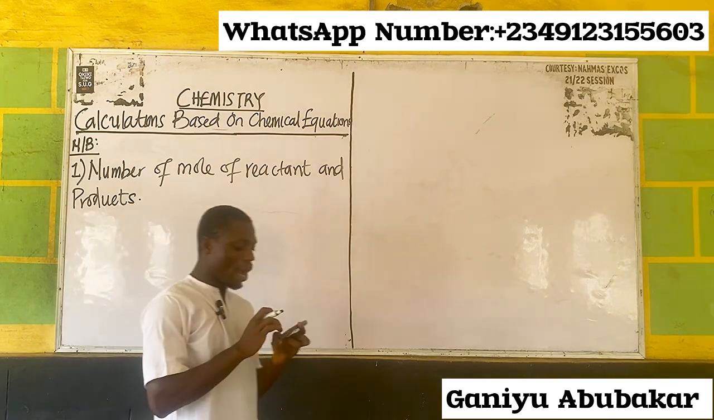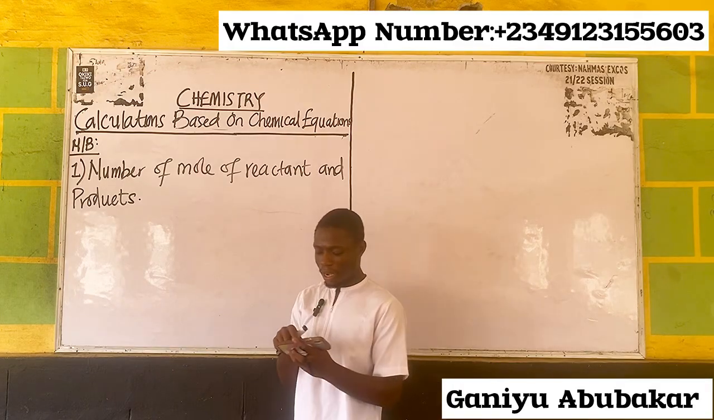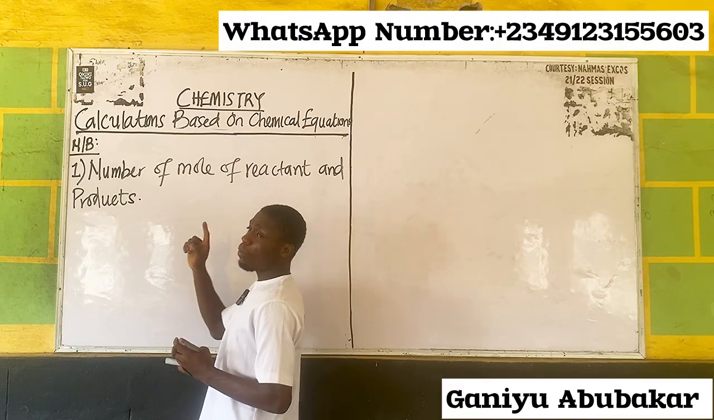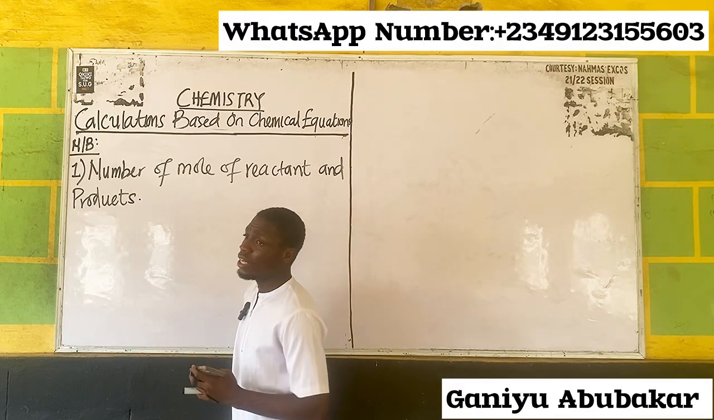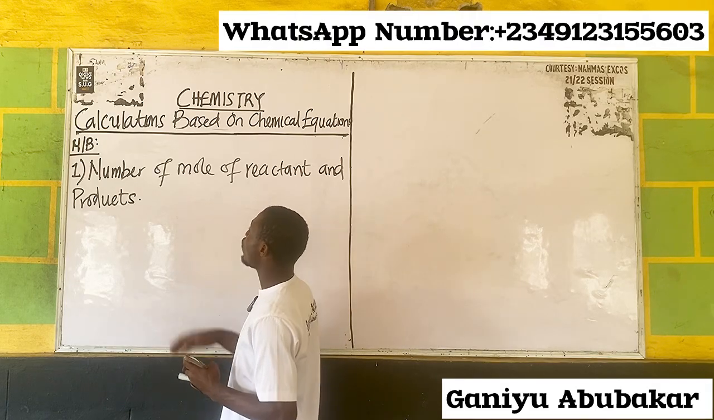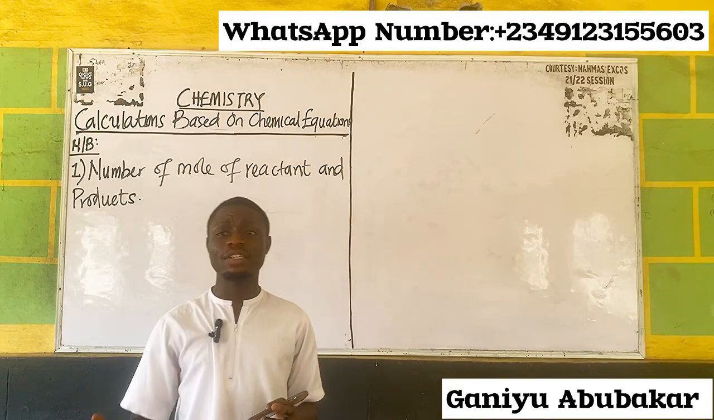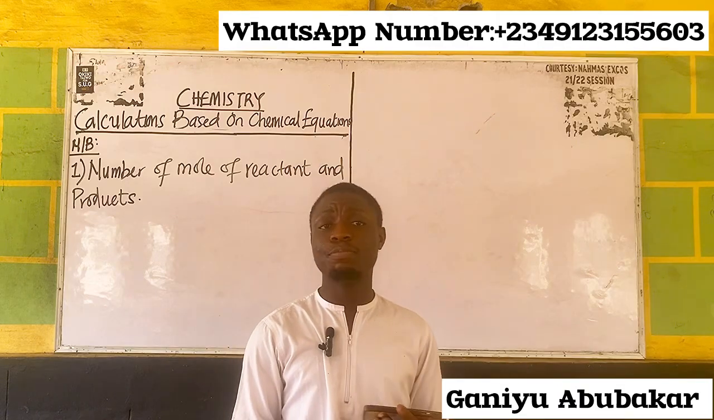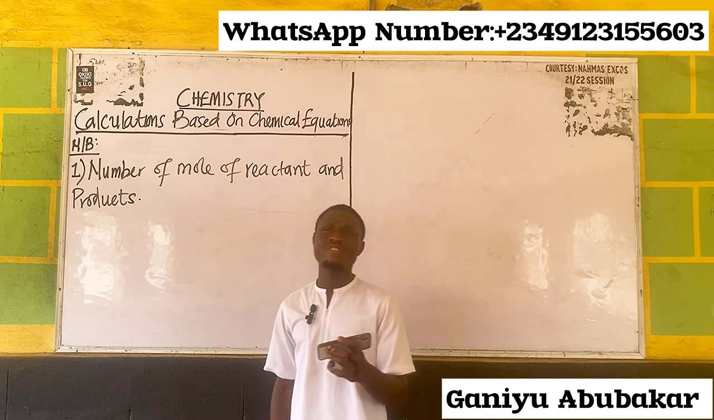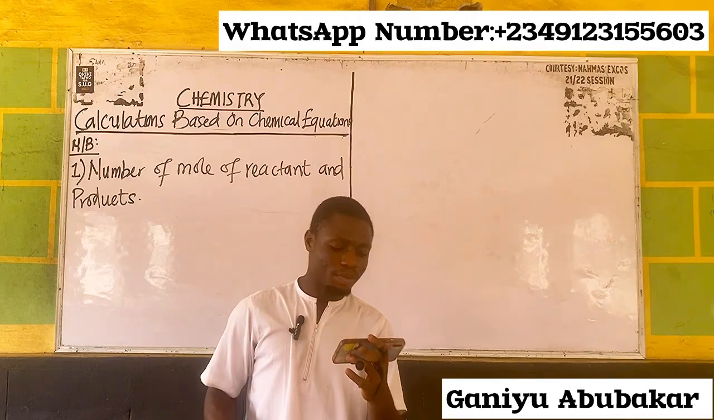All right. Now, I won't give you much notes under this. I'll just take an example and explain this further. So, when it comes to calculation based on chemical equation, there are basically several calculations. The first one is the number of mole of reactant and product. You want to know how many mole are in the reactant, or perhaps how many mole are in the product. It depends on the question. So let's look at how this works. I'll give one example for each of the calculations, and then we'll proceed from there.